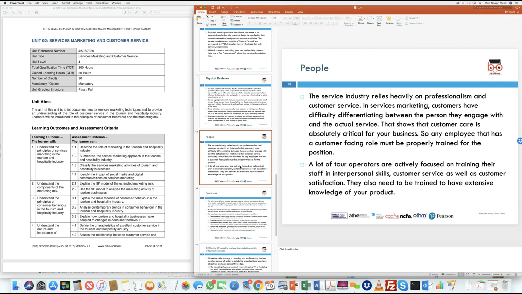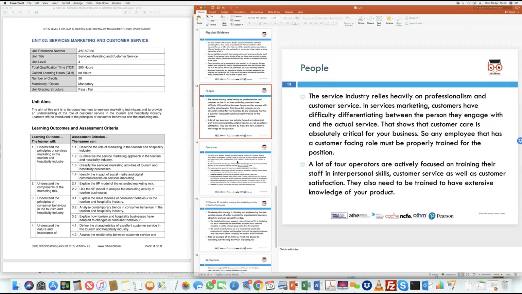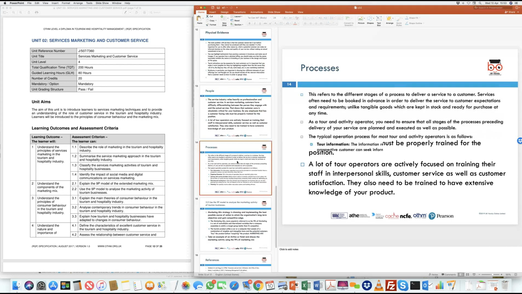But again, this explains the importance of people within this particular sector, because it relies on people to be able to provide these services to people who are paying for these services at some stage. So P for people is quite important.